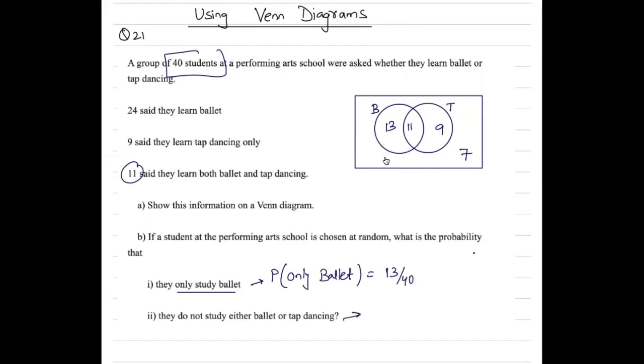Good. What is the probability that they do not study either ballet or tap dancing? 7 over 40. All right. Good.